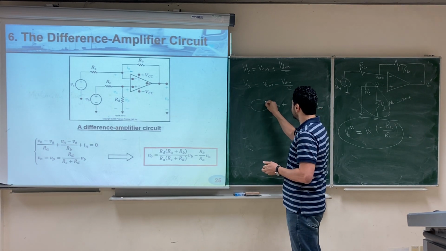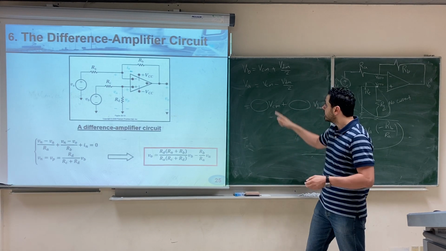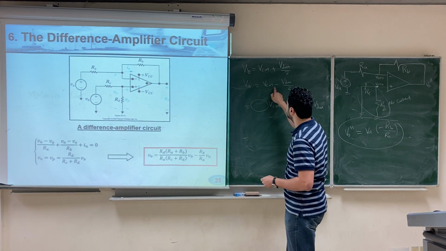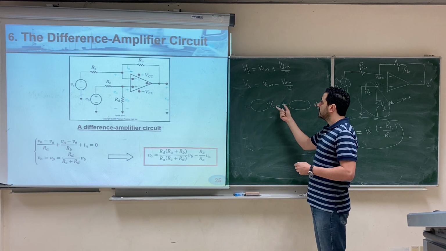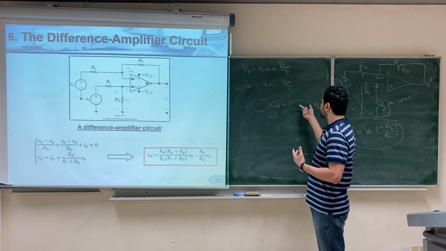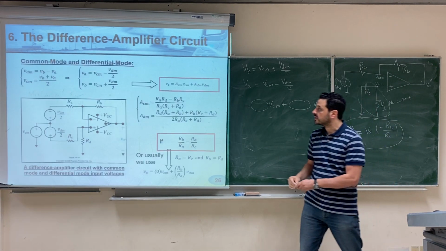This is multiplied by something and this is multiplied by something. And I need you to try it at home. Try to just replace VB by this expression and VA by this expression. You will get an equation that is V common mode multiplied by some resistors and V differential mode multiplied by some resistors. And this expression will look like this.